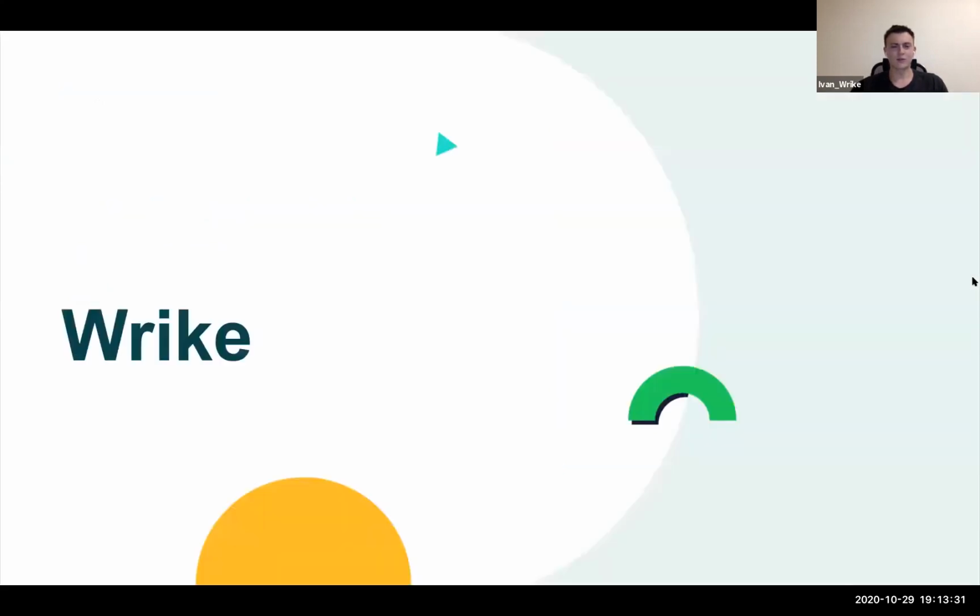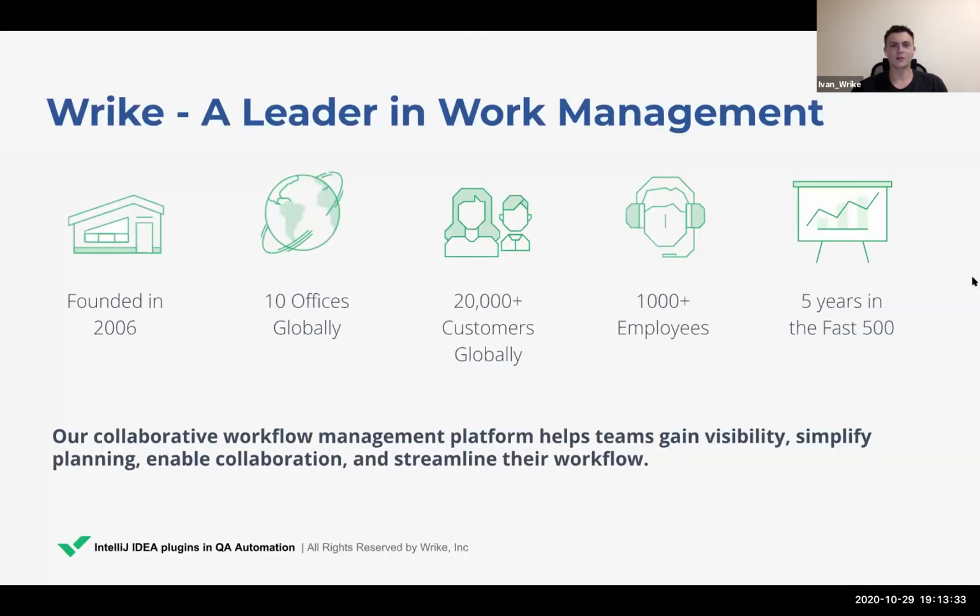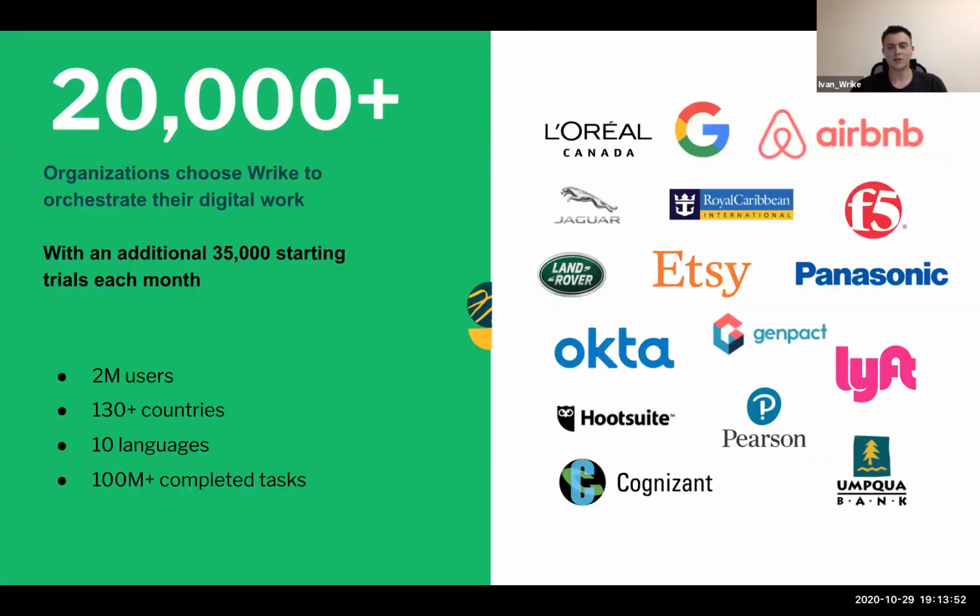A few words about Wrike. Wrike is an international company which develops a SaaS solution for project management. We have 10 offices globally. Two of them are engineering offices, and they are located in St. Petersburg and in Prague. We also have more than 1,000 employees. More than 20,000 organizations from different countries use Wrike. Wrike helps them be more productive.